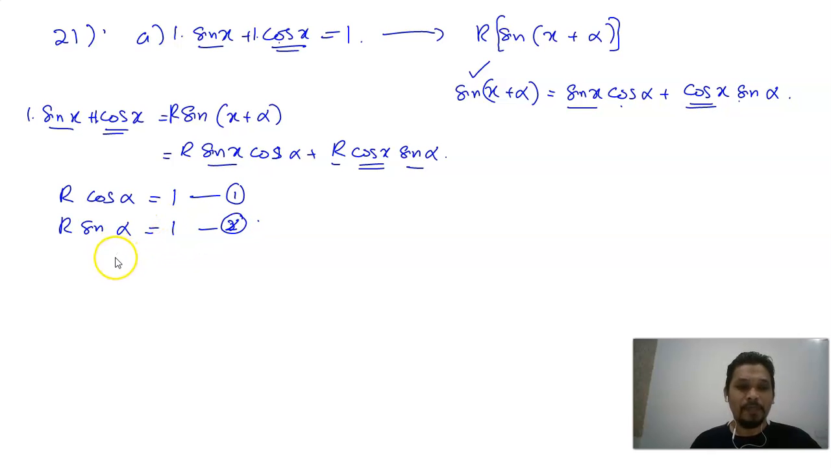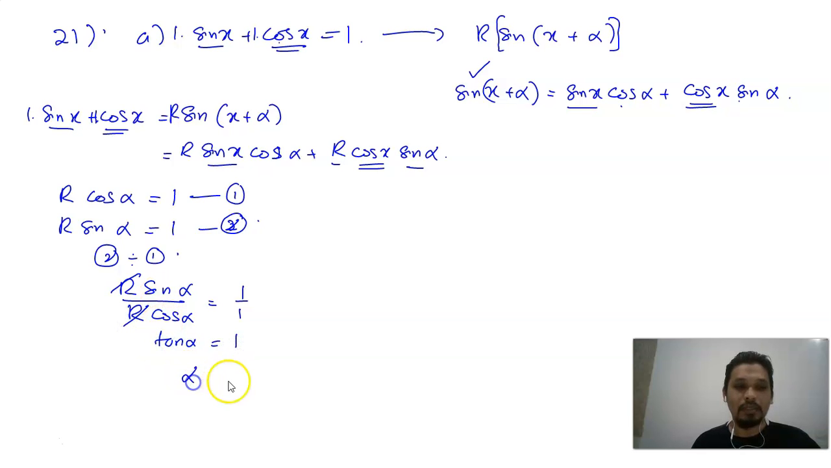Okay, now to find the value of alpha, equation 2 divided by equation 1, then r sine alpha divided by r cos alpha equal to 1 divided by 1. Then sine over cos is tangent alpha equal to 1, then alpha equal to arctangent 1 equal to 45 degree.